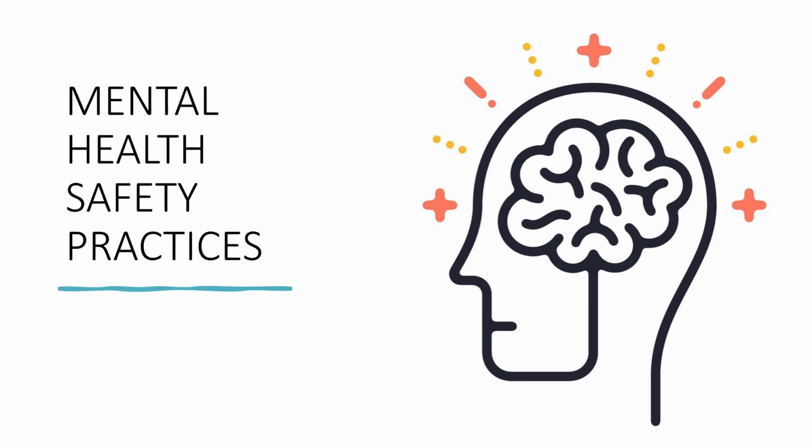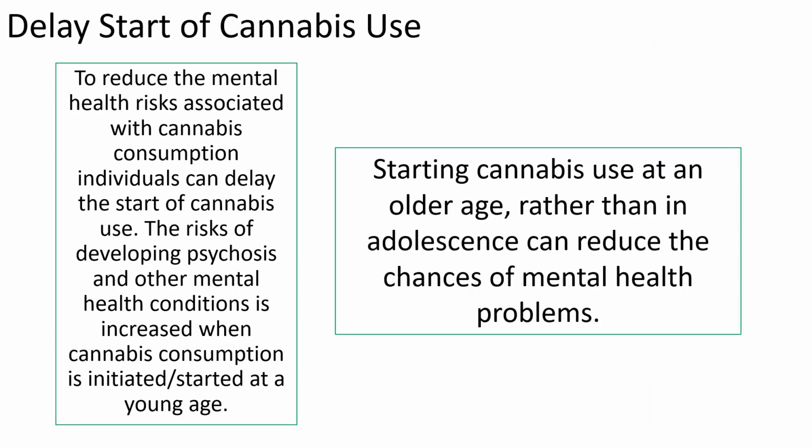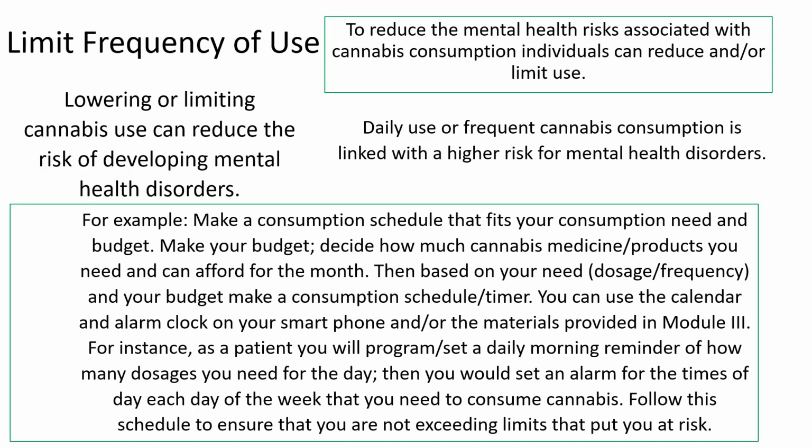Mental health safety practices. Delay start of cannabis use. To reduce the mental health risk associated with cannabis consumption, individuals can delay the start of cannabis use. The risk of developing psychosis and other mental health conditions is increased when cannabis consumption is initiated at a younger age. So starting cannabis use at an older age rather than as an adolescent can reduce the chances of mental health problems. Limit frequency of use.